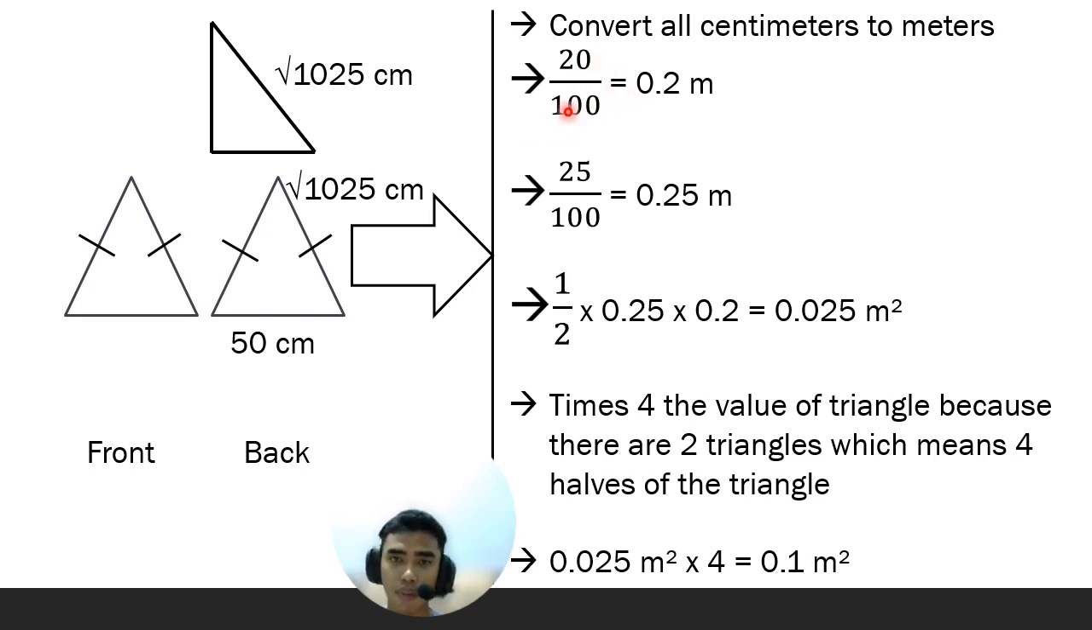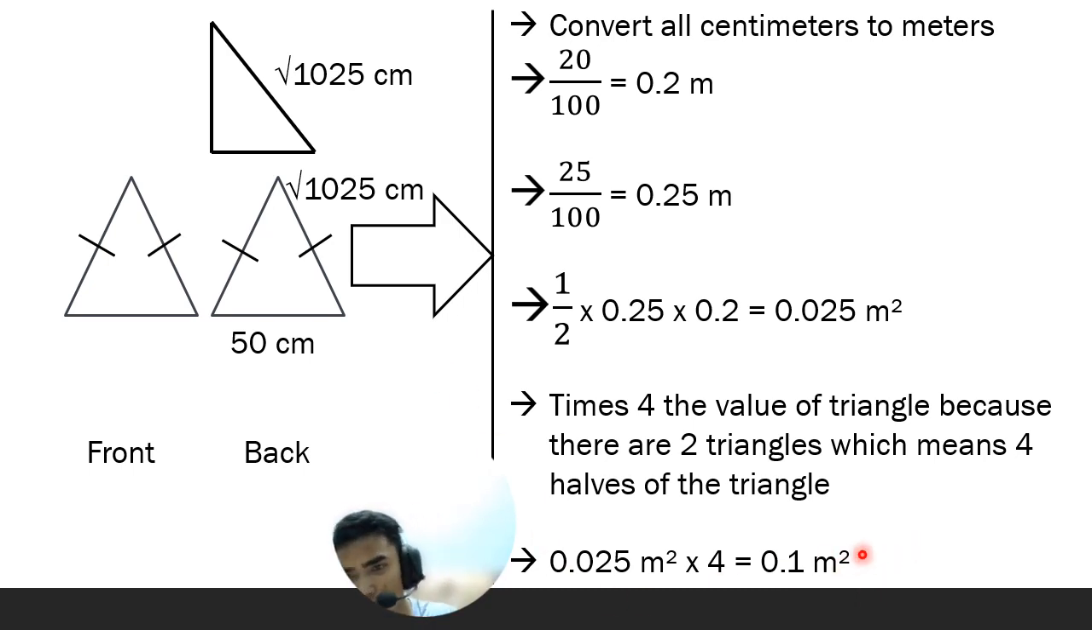So 20 divided by 100 equals 0.2 meters, and 25, which is the bottom, comes from 50 divided by 2, which is 25. Divided by 100, we get 0.25. The formula of the triangle is 1 over 2 times the bottom times the height. So 1 over 2 times 0.25 times 0.2, we get 0.025, which is this side only. We have two triangles at the front and two at the back, so we multiply by 4, which gives 0.1 meter squared.